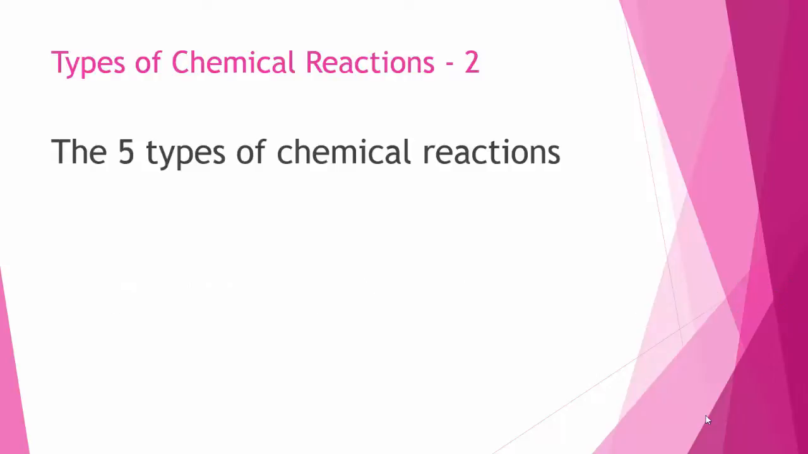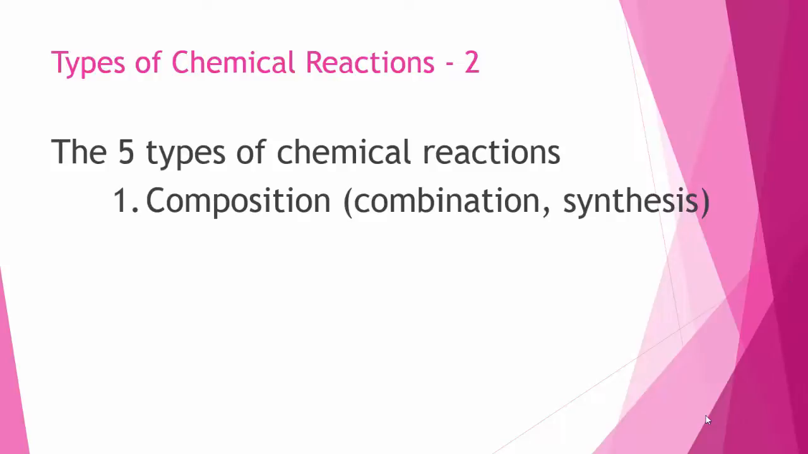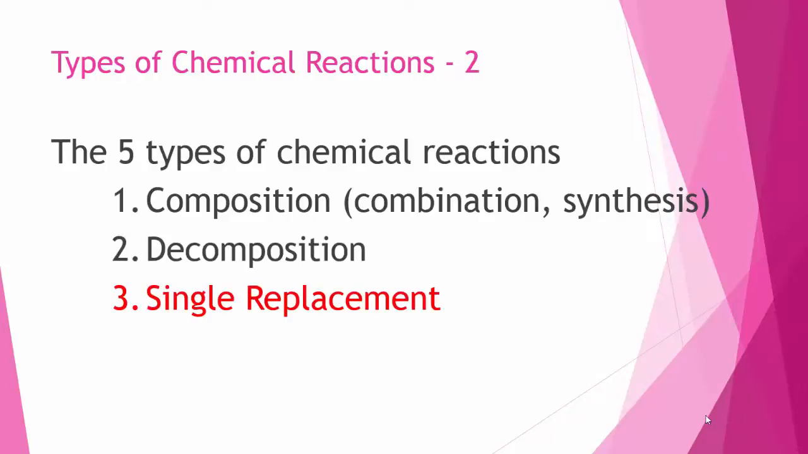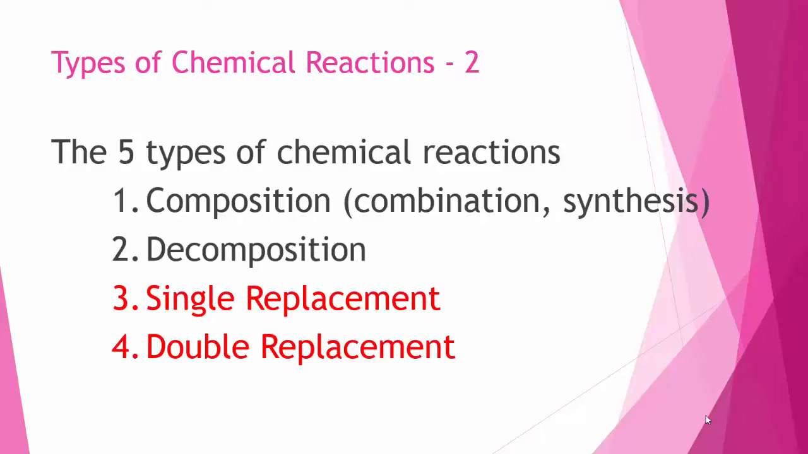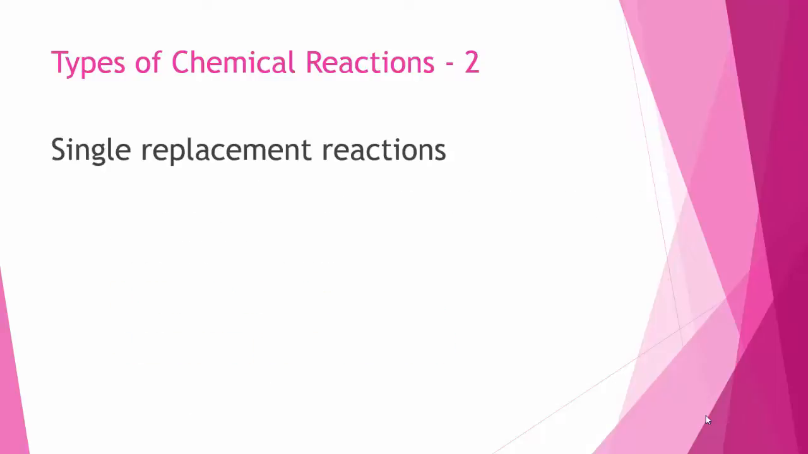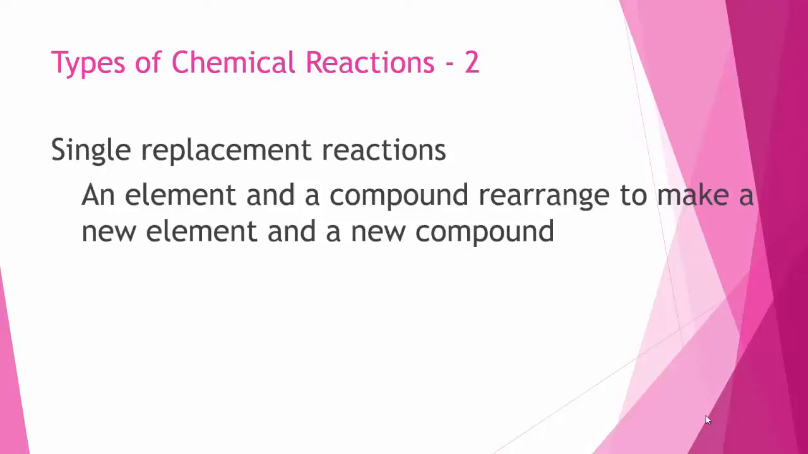Remember, there are 5 types of chemical reactions: the composition, sometimes called combination or synthesis reactions, that we discussed last time. Many reactants become one product. The opposite, decomposition: one reactant becomes many products. Today we're going to talk about the single replacement reaction and the double replacement reaction, and in a subsequent video we'll talk about combustion reactions. A single replacement reaction is very simply an element and a compound rearranged to make a new element and a new compound.